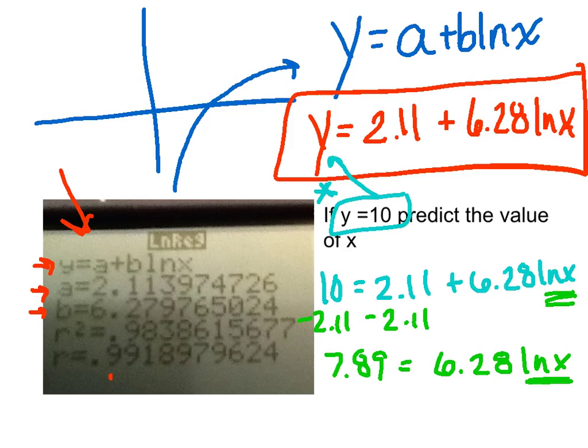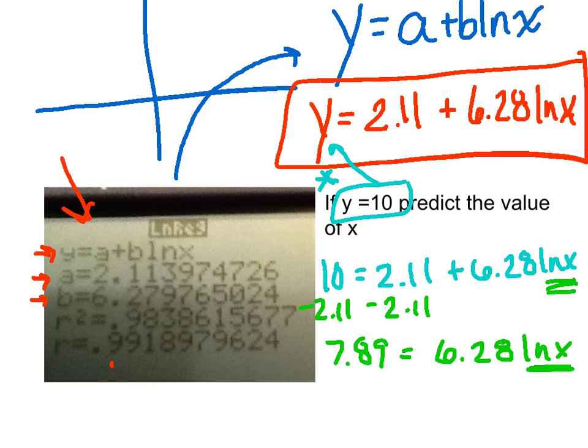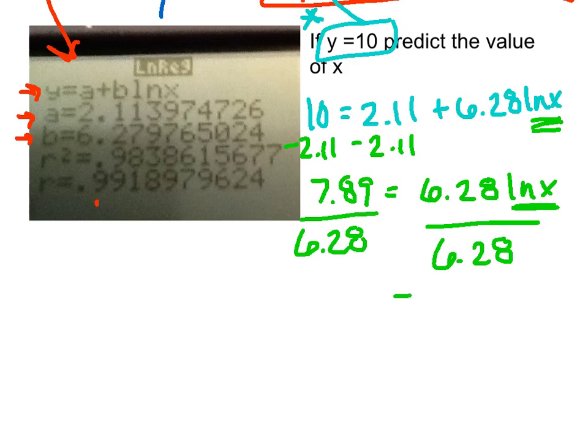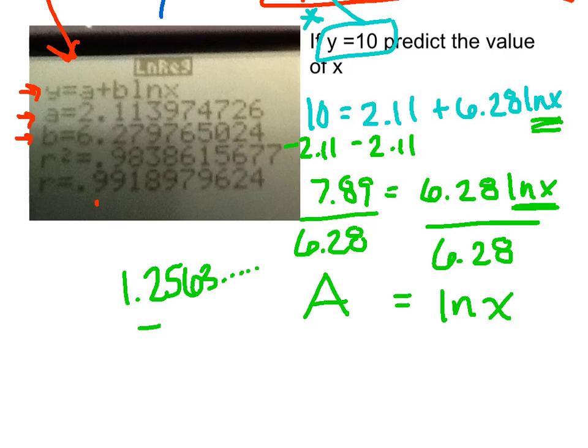And again, still want to get this by itself, so now I'm just going to, you've probably guessed it, divide the 6.28 over. I'm sure to get some ugly number on this side, so whatever I get, I'm going to store into a. I'll tell you what I get anyway, and hopefully you're getting the same thing on your calculator. I've got 1.2563, blah, blah, blah. And again, I'm just hitting store into alpha a, and I'm going to call that a.